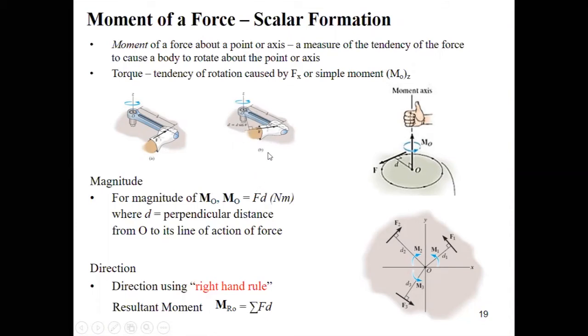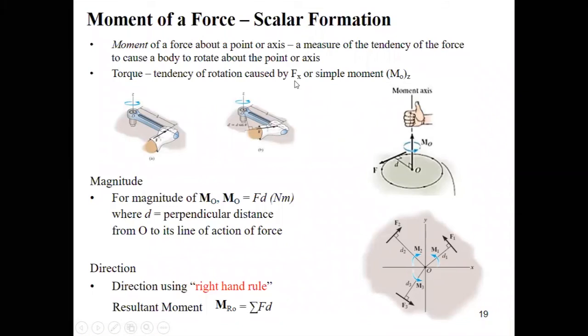Now, what is moment? This is a tendency of the force to cause the body to rotate around the point or around the axis. For example, the door. If we want to close and open the door, the door panel moves around the axis. Okay. And then there is torque. So what is the torque? Tendency of rotation caused by the force.